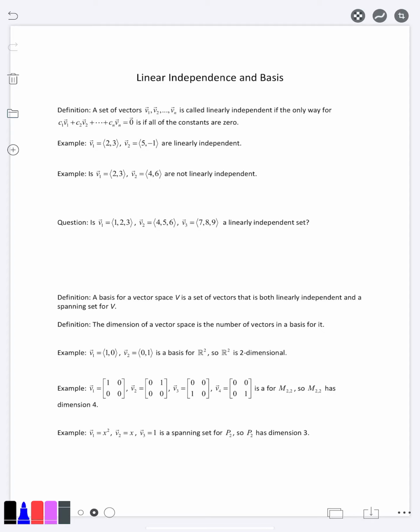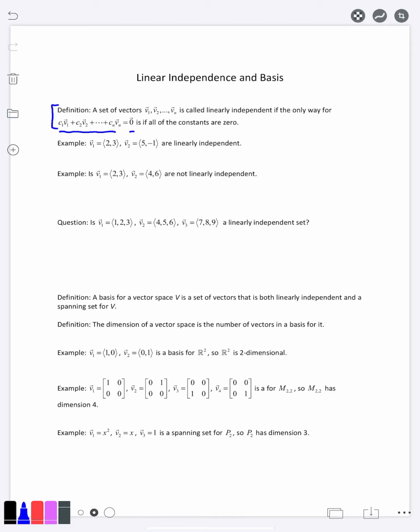In this video, we're going to learn about a concept called linear independence and what it means for a set of vectors to be linearly independent. So first off, the definition. A set of vectors is considered linearly independent if whenever you have a linear combination of them giving you the zero vector, the only way for that to happen is if all of the constants are equal to zero.